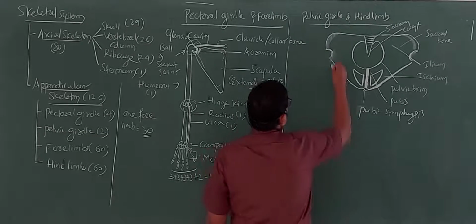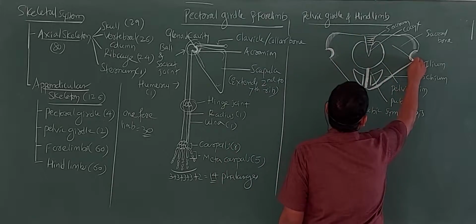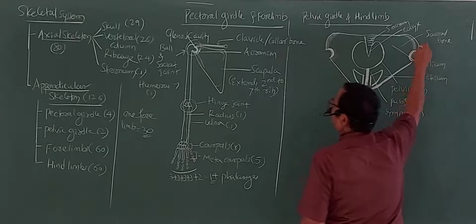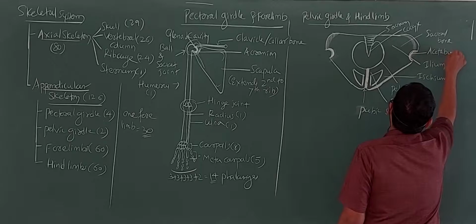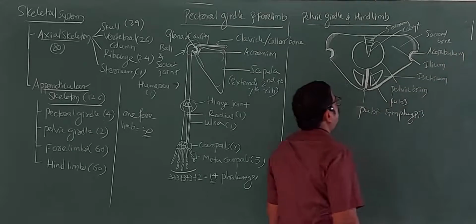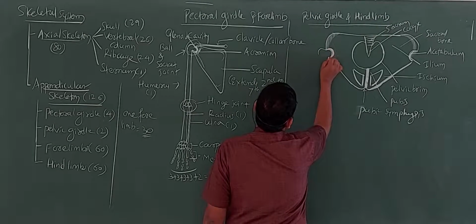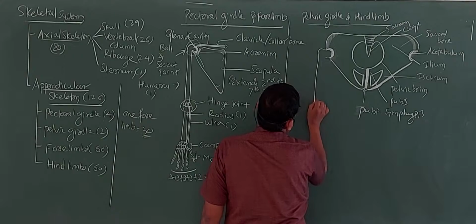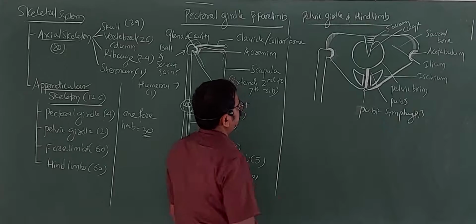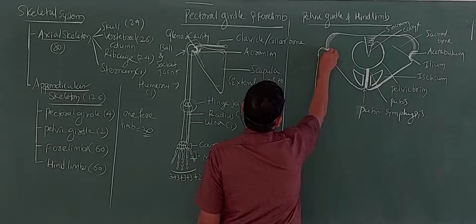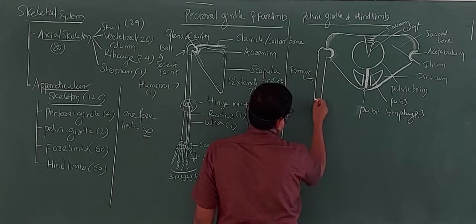Now here we find a cup-like cavity. This cavity is mainly called the acetabulum. In the acetabulum, what fits? The head of the femur, the longest bone of the body. The femur is a single bone.